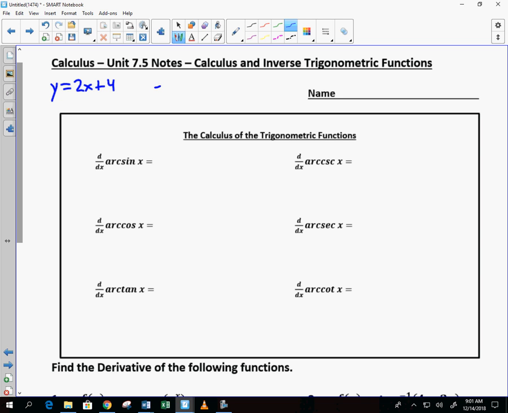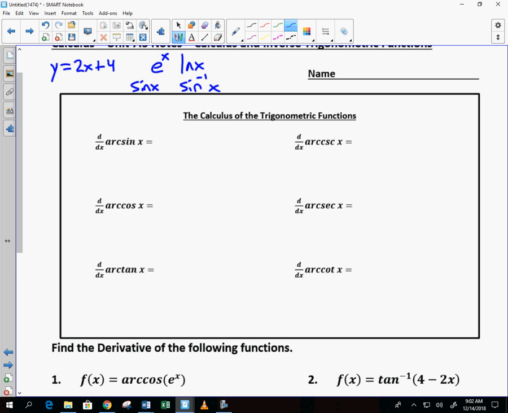Who could tell me what the inverse function of e to the x is? Natural log of x. Now, the derivative of e to the x is e to the x, but the derivative is not the inverse, okay? So e to the x and natural log of x are inverse functions of each other. Anybody know what the inverse of sine of x is? Arc sine, or sine inverse of x. Arc sine and sine inverse mean the same thing, so the derivative of arc sine is the same thing as the derivative of sine inverse of x.